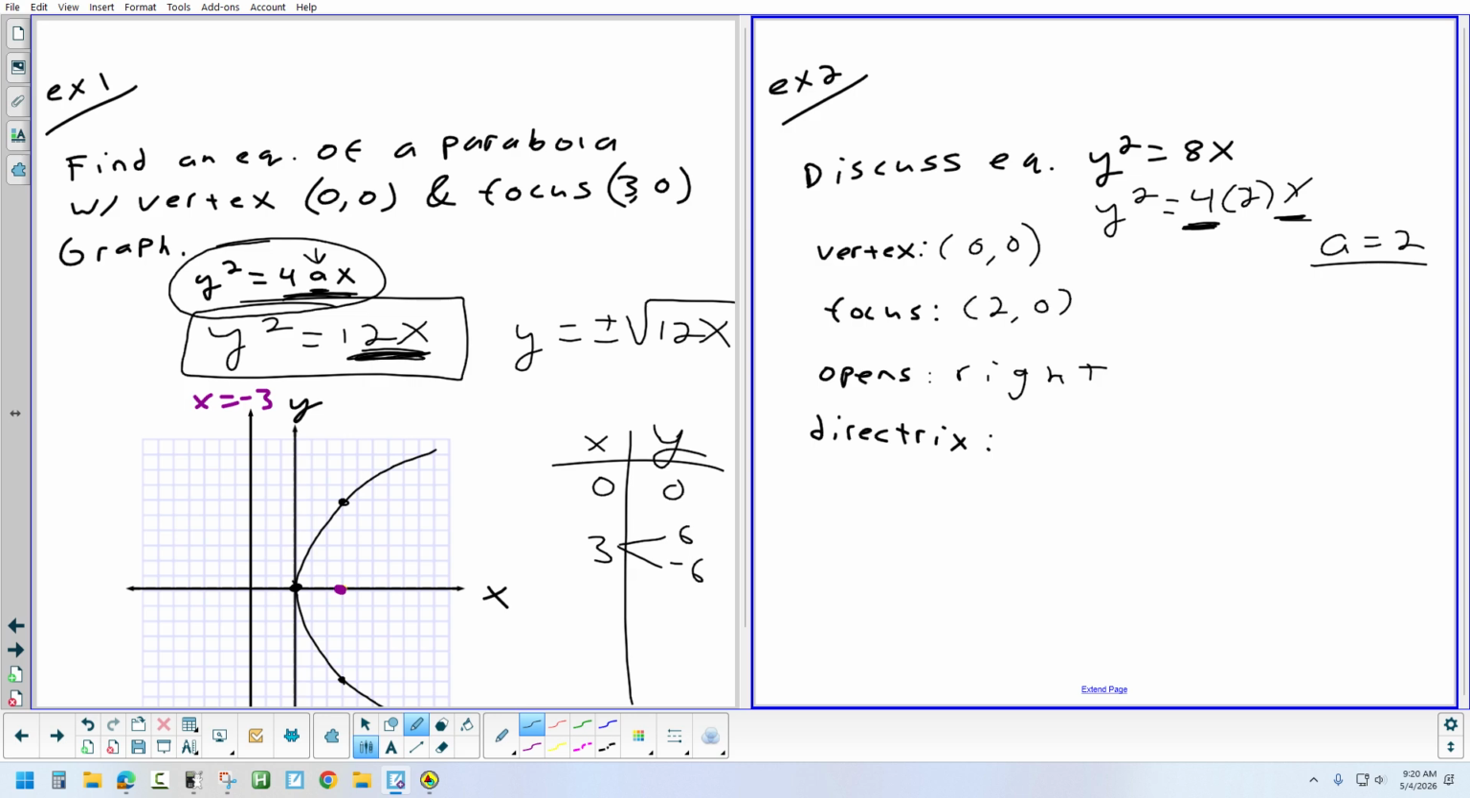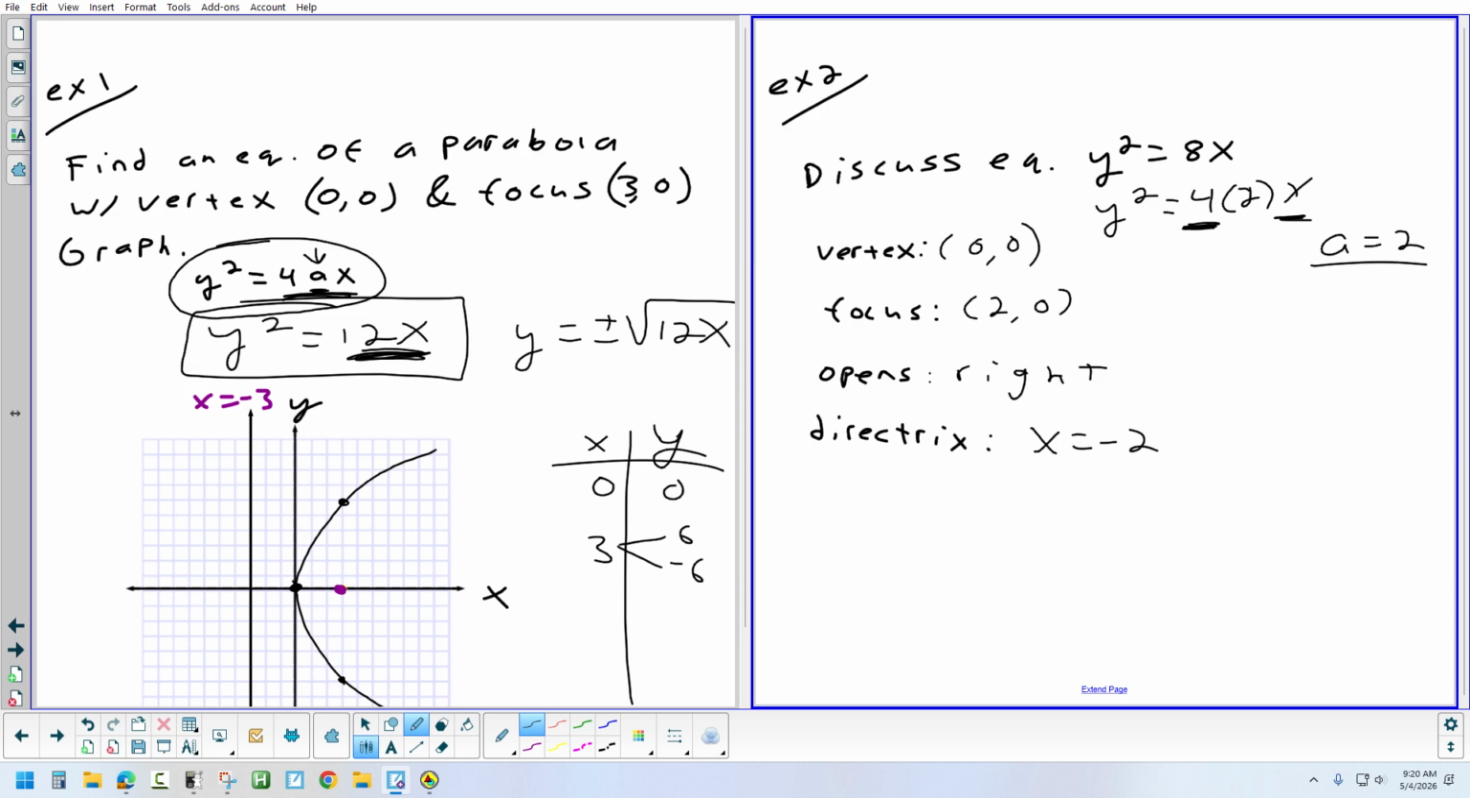Again, without knowing that direction, you'd have 2, 0, -2, 0, 0, 2, 0, -2. Which way? Well, we know it's right. And if it opens right, we know the directrix is to the left. Kind of like this picture. What's going to be the equation of my directrix? Yeah? Great.